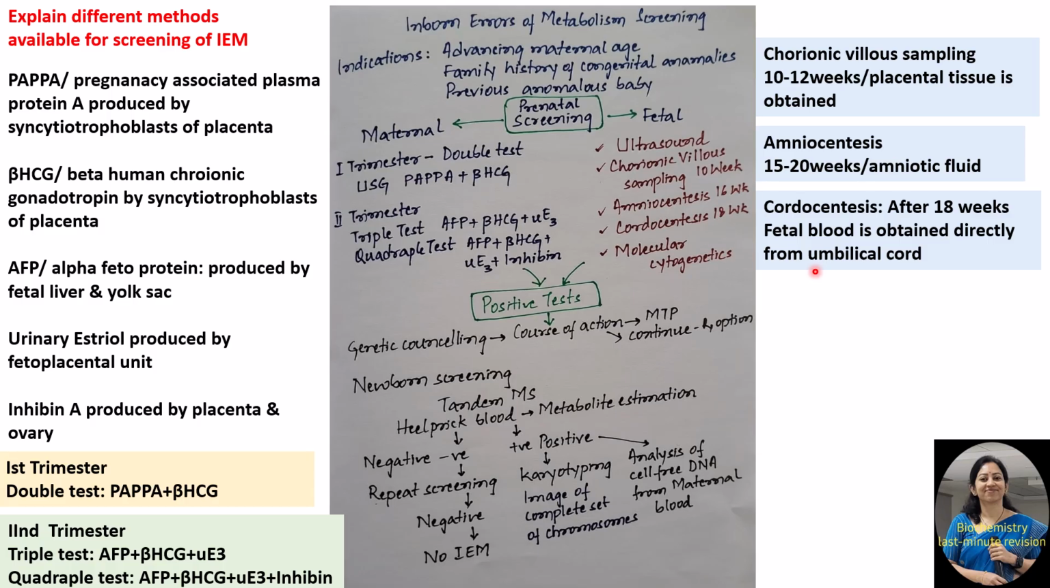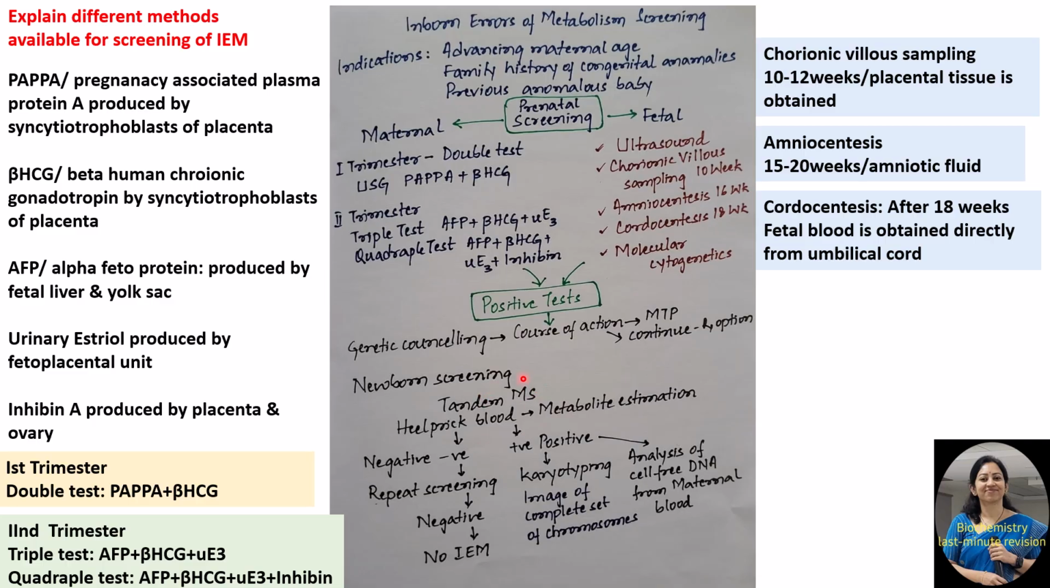When any of these tests is positive, genetic counseling has to be conducted to decide the course of action. If the parents are not in acceptance mode, the pregnancy is medically terminated. If they are ready to accept the special baby, the pregnancy is continued and various treatment options are discussed with the anticipating couple. Once the baby is born, the baby can be subjected to newborn screening.